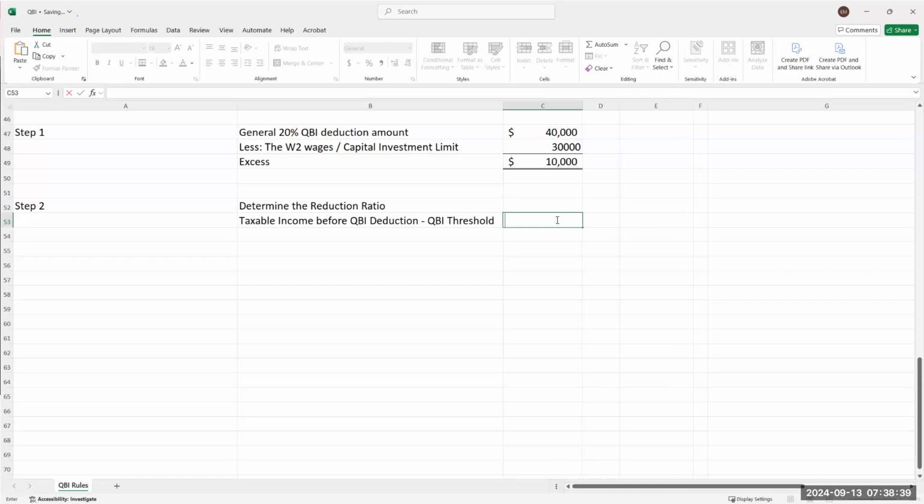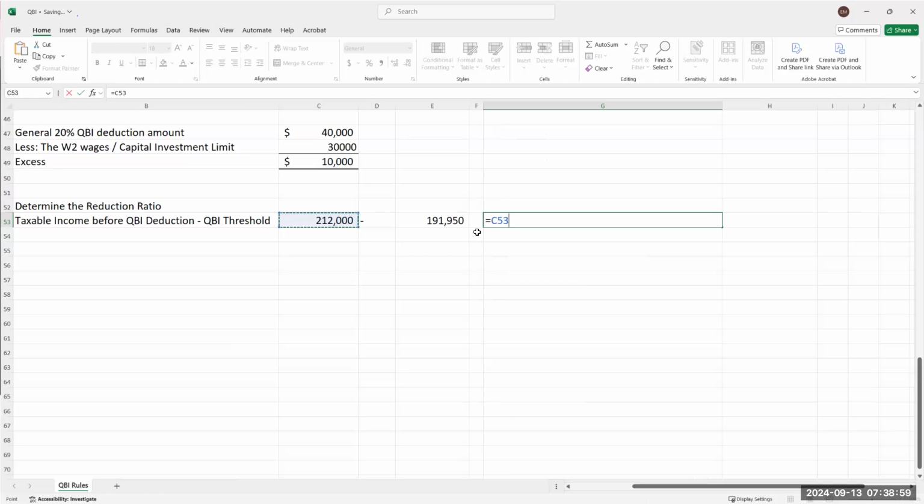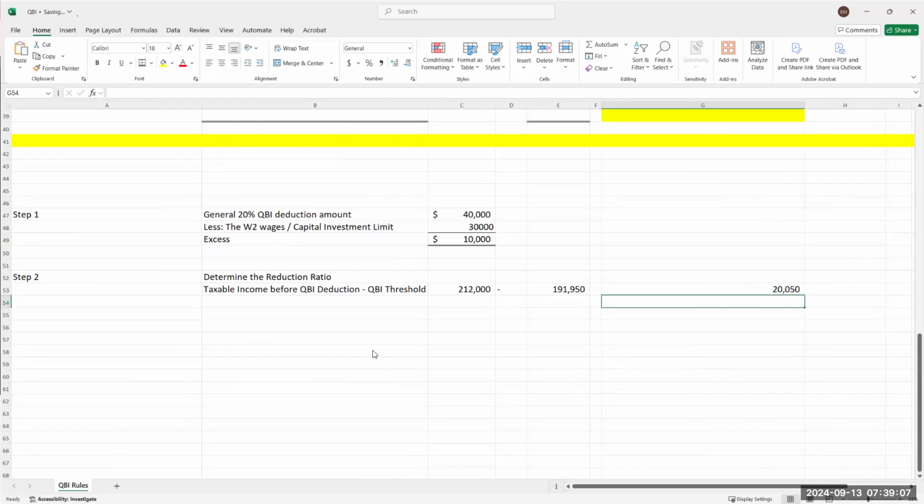All right, so in such case, it's the 212,000. Now I should write in a number so you can see. So 212,000 minus the 191,950. I want you guys to be able to see the numbers. And that essentially gives us 212 minus 191.95. That gives us 20,050. And then the next thing is that we need to reduce it, or divide it rather, by 50,000.